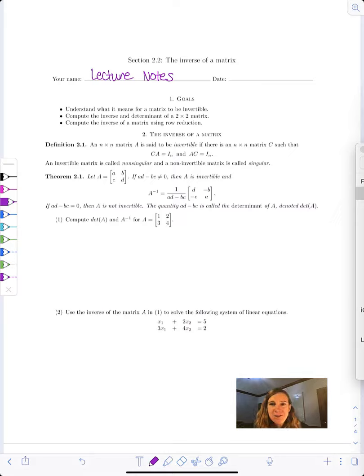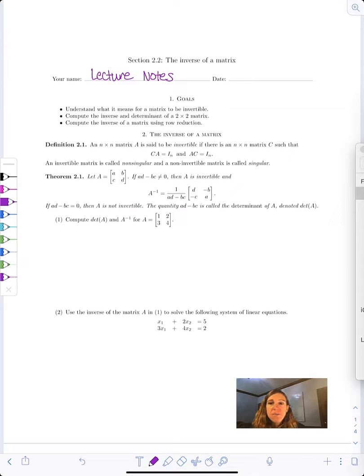Hello and welcome to section 2.2 of our linear algebra notes. This section will be talking about the inverse of a matrix, and we'll understand what it means for a matrix to be invertible. We'll compute the inverse of a 2x2 matrix, and we'll also talk about how to compute the inverse of a matrix using row reduction.